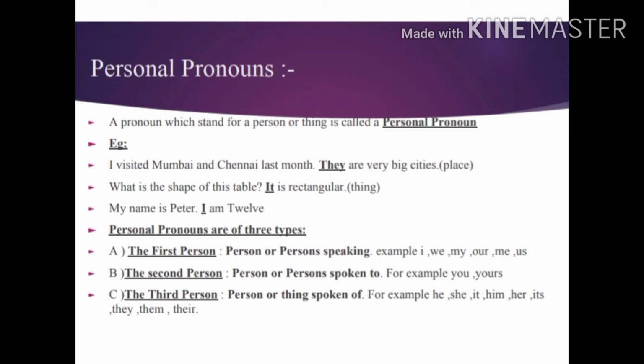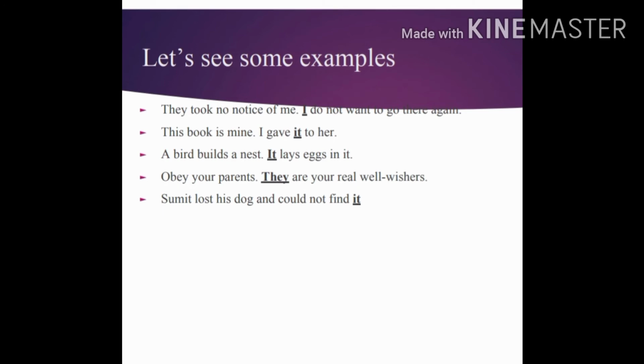Let's see some examples. They took no notice of me. I do not want to go there again. In this sentence, it's written they took no notice of me. So, I do not want to go there again. Here I is a first person. So, I is a personal pronoun.